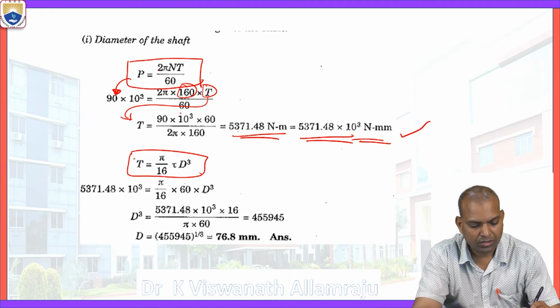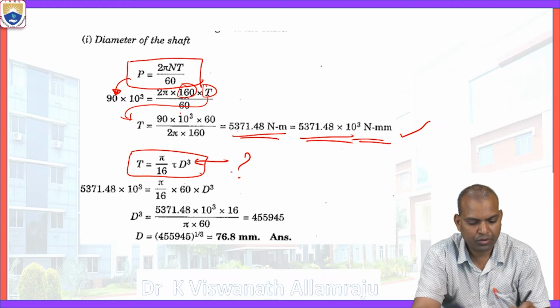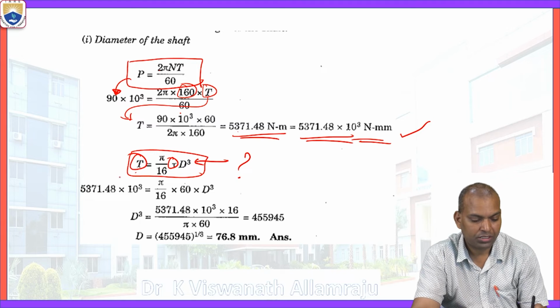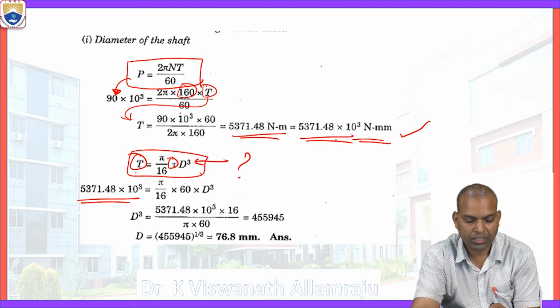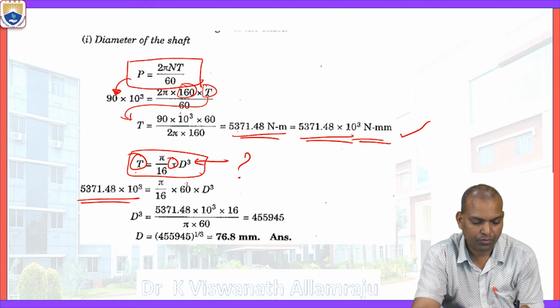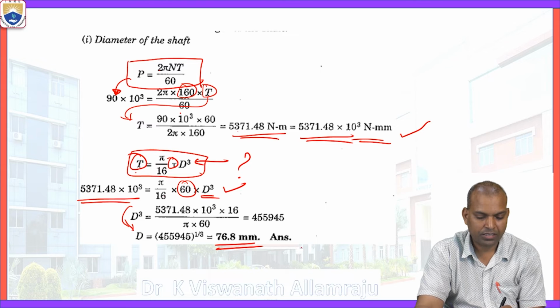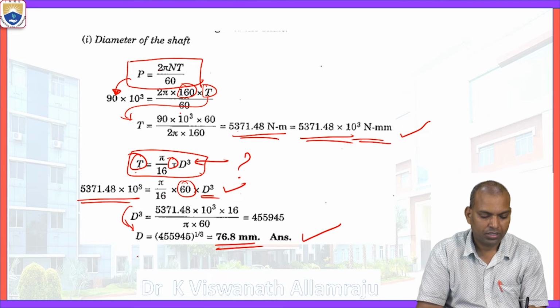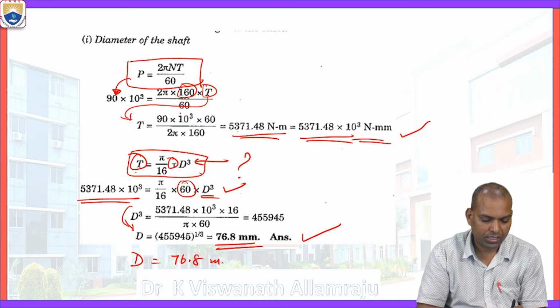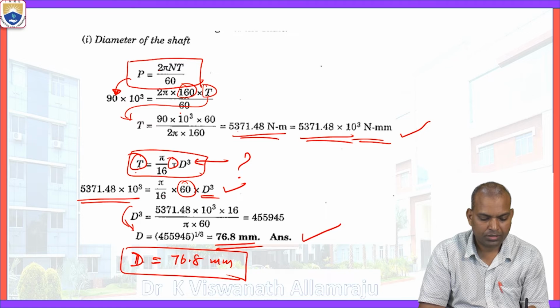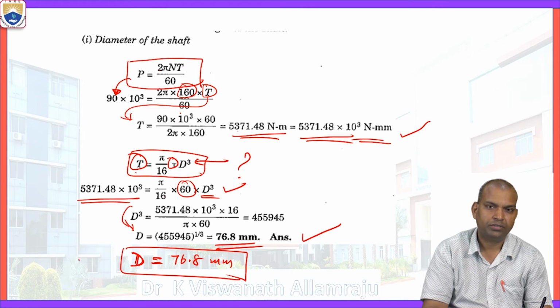Here the unknown is the diameter of the shaft. If you substitute the torque value and the tau value, T equal to 5371.48 times 10 cube equals pi by 16 times tau times d cube. Now we have to calculate the d value. That d value is obtained as 76.8 millimeters. That is the diameter D of the solid shaft.